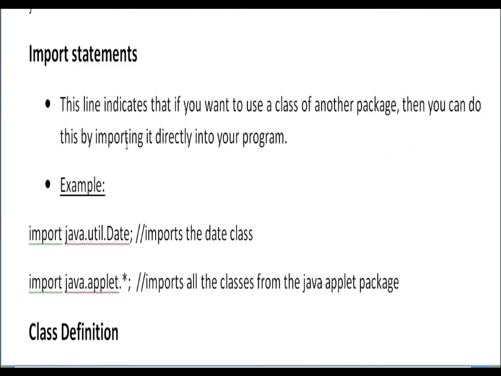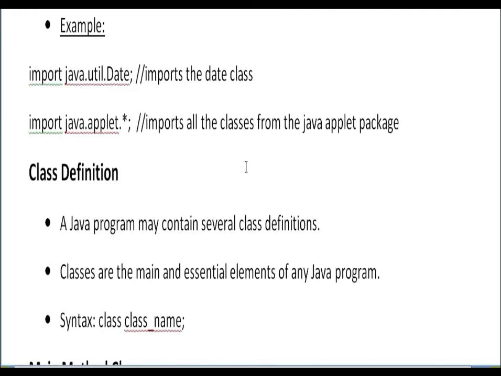Then the import statement. For example, import the Date class here. If I put a dot and then an asterisk symbol here, that implies that it imports all the classes from the Java applet package. So this line indicates that if you want to use a class of another package, you can do this by importing it directly into your program.